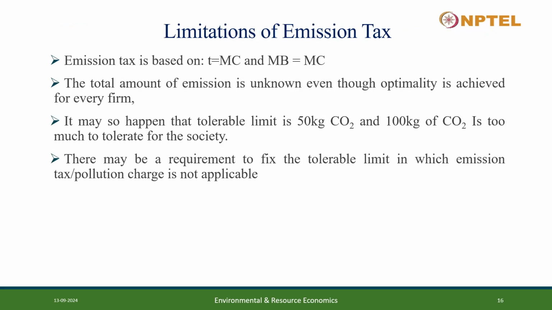Then we move towards the tradable pollution permit. Why? Because we said that emission tax is based on equating the tax with marginal cost and marginal benefit. So the total emission which a firm will do is not known, right? So in many cases, there is a specific amount of emission which you can do to the environment. So in the case where there is a fixed tolerable limit of emission, the emission tax system is not applicable. Therefore, we move towards the tradable pollution permit system.